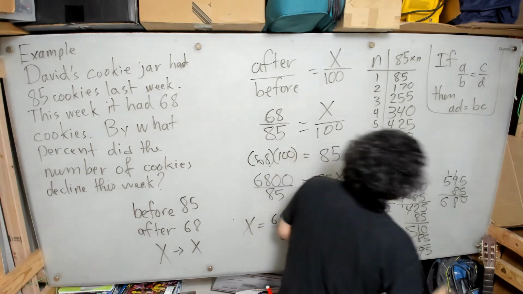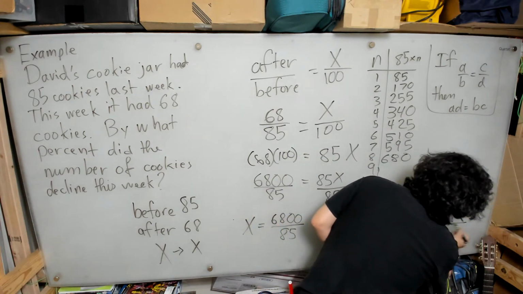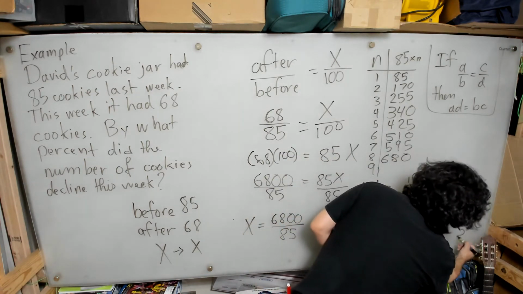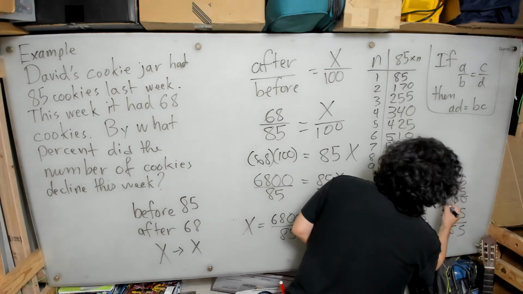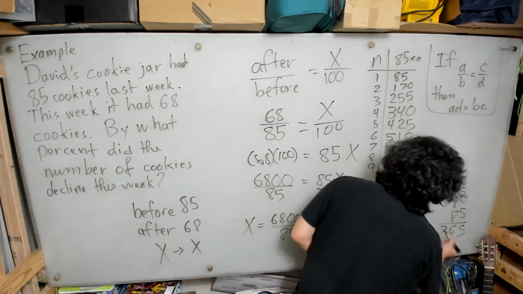And then I can add 85 again. 0 plus 5 is 5. 8 plus 8 is 16. I bring down the 6, carry the 1. 1 plus 6 is 7. Okay?